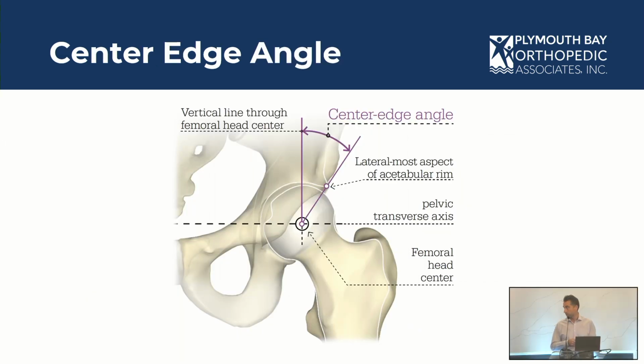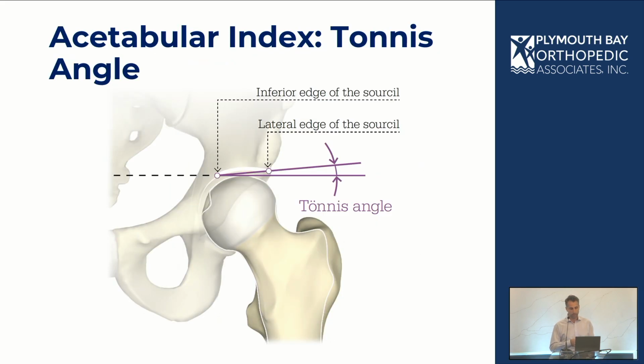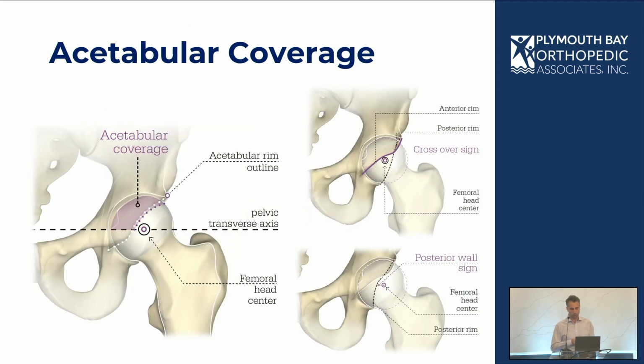Center edge angle is one of the parameters that I look at. It determines which patients fit on the borderline spectrum or are frankly dysplastic, and usually that line is 20 degrees. Tonnis angle is also easy to measure, and I typically just look at the upsloping angle, and if it's more than 10 degrees, that's indicative of dysplasia.